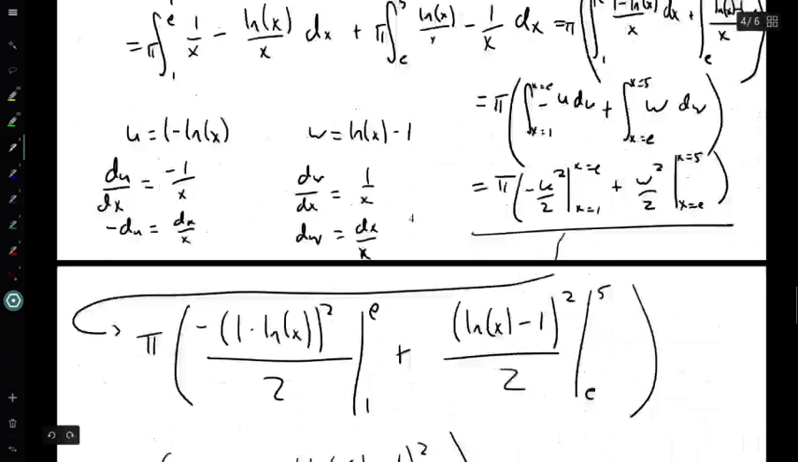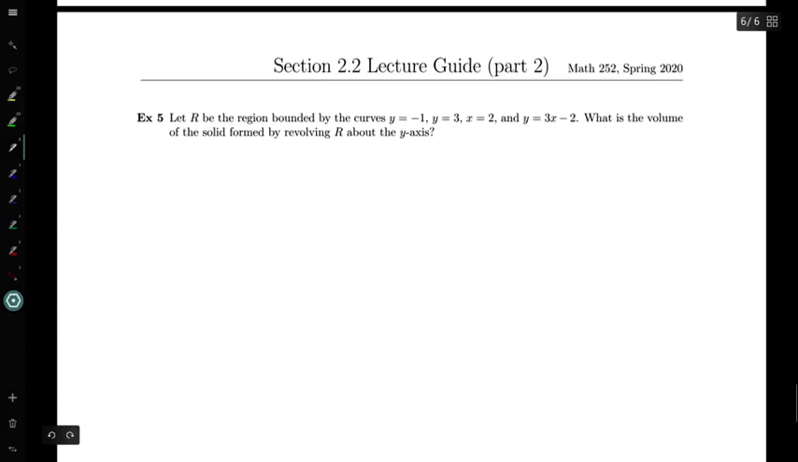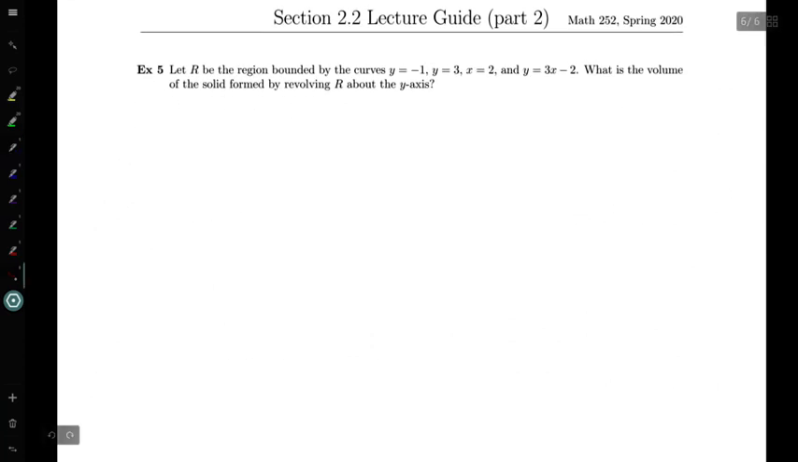All right, we have one more example here. We want to look at now revolving a curve about the y-axis. So this is going to be similar to the disk method, but now we're going to have these horizontal washers instead of these vertical washers. So this is a region that's a little bit nicer to look at than the previous one. We know what all of these curves look like.